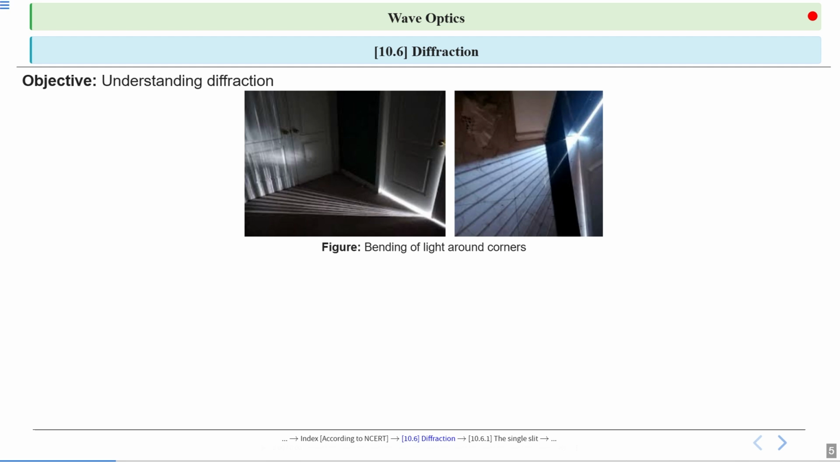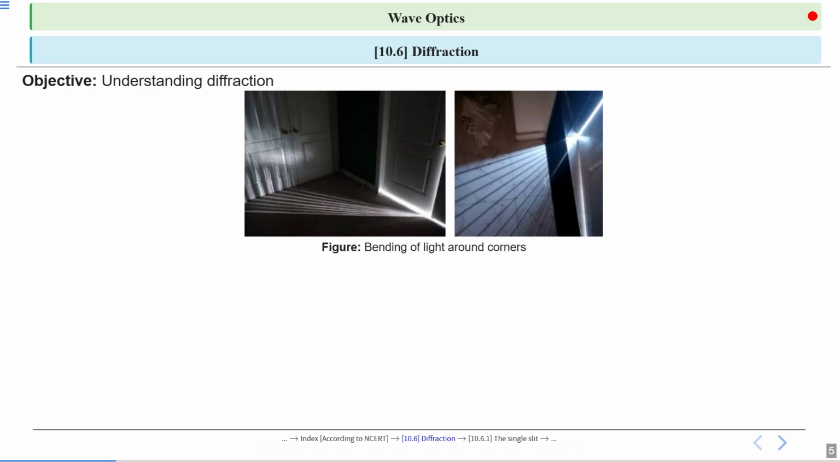Okay, so our objective is to understand how light behaves when it encounters obstacles. Notice the image showing light bending around the corners. You can see that light is bending around the corners of obstacles. In the image, there is a door that is slightly open and light is coming from it. You can see light is bent after passing through that narrow opening and it is illuminating the shadow of that door.